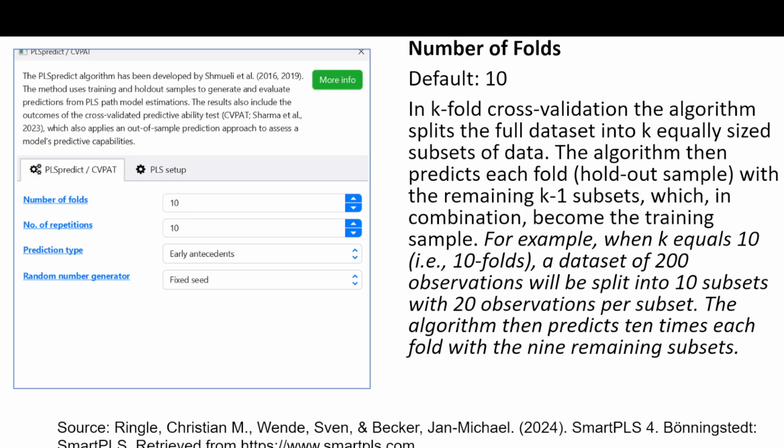Now, there are two main settings in this software, the number of folds and the number of repetitions. The default value is 10, and in k-fold cross-validation, the algorithm splits the full data set into k equally sized subsets of data. The algorithm then predicts each fold with the remaining k minus 1 subsets, which in combination become the training sample. For example, when k equals 10, or 10 folds, a data set of 200 observations will be split into 10 subsets with 20 observations per subset. The algorithm then predicts 10 times, each fold with the 9 remaining subsets.